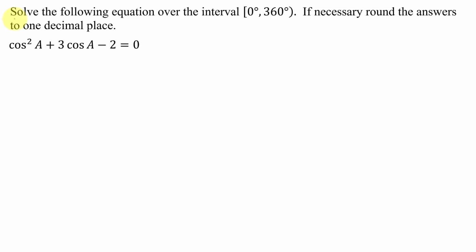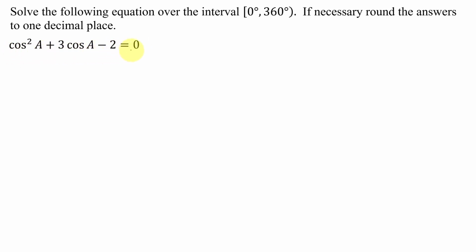In this example, I need to solve the following equation over the interval 0 to 360 degrees. If necessary, I need to round the answers to one decimal place. The equation is cosine squared A plus 3 times cosine A minus 2 equals 0.